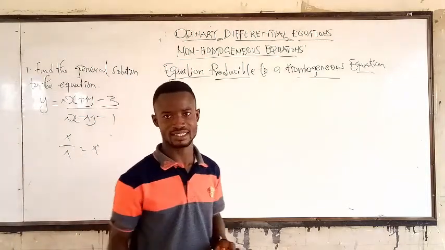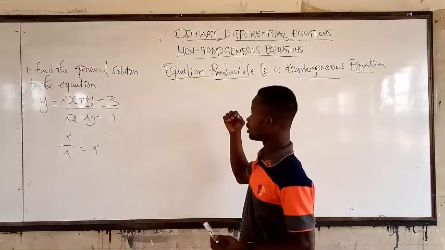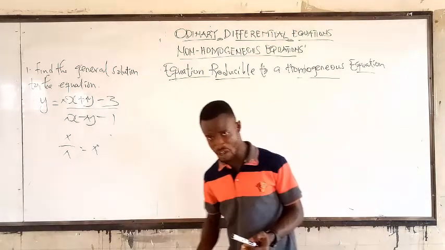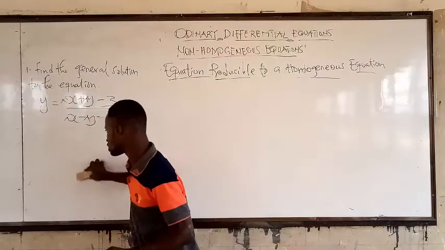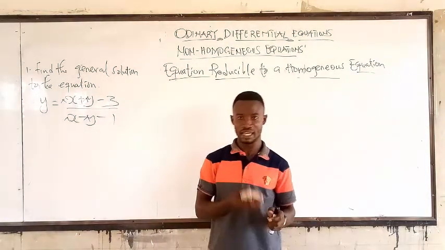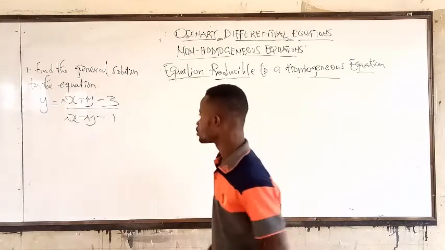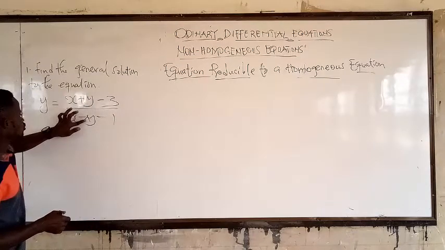So in this case, we have to reduce it to a homogeneous equation. We have to reduce it to what? A homogeneous equation. And that is why this method comes into play. Alright. So, how do we go about it?